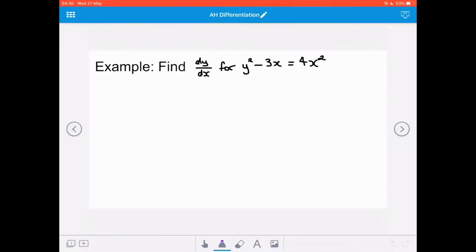So the first example, we're going to find the derivative of y with respect to x for the implicit function y squared minus 3x equals 4x squared. So the first thing we're going to do is look at that y squared term, and we're going to use the chain rule to differentiate it.